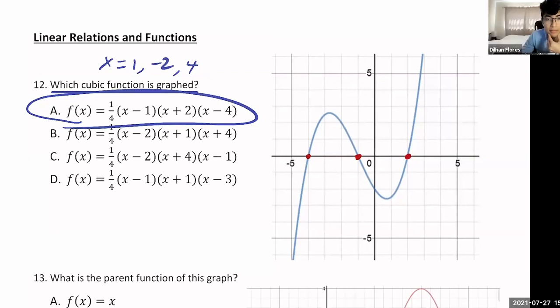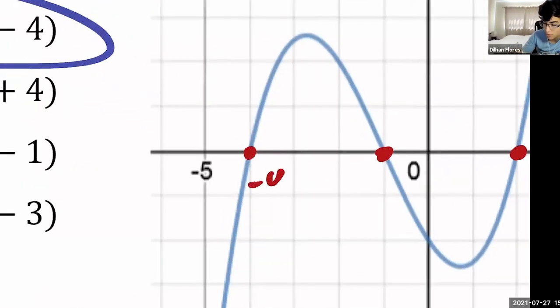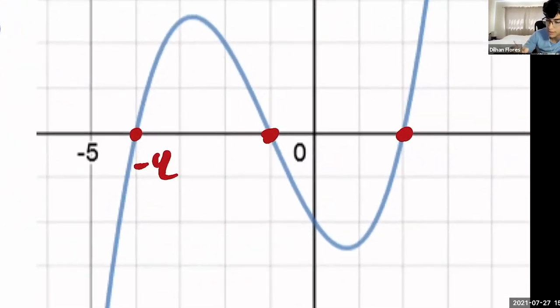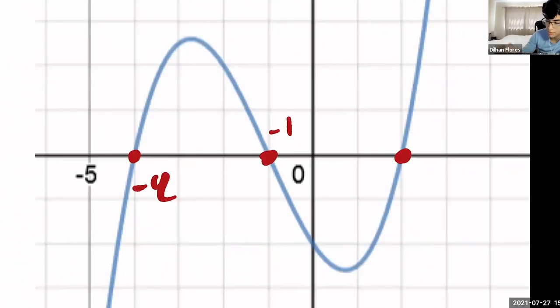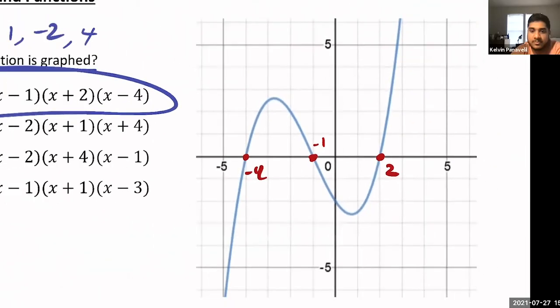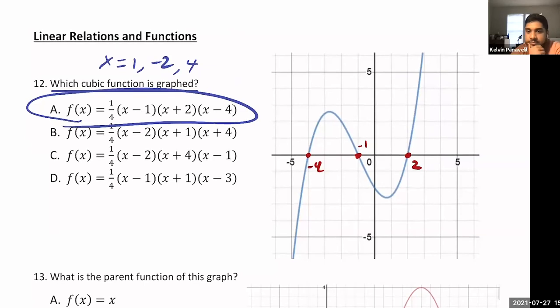All right, yeah. Awesome. So the x-intercepts that we see here in the graph are -4, -1, and 2. So if that's what we see here, we need to look for an equation that gives us a +4, a +1, and a -2 inside the parentheses, right? So which one gives us that?